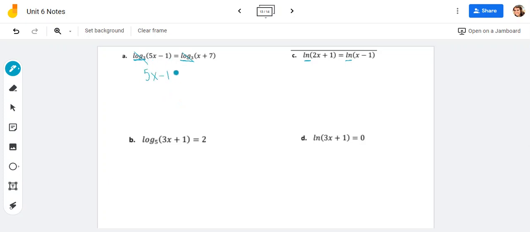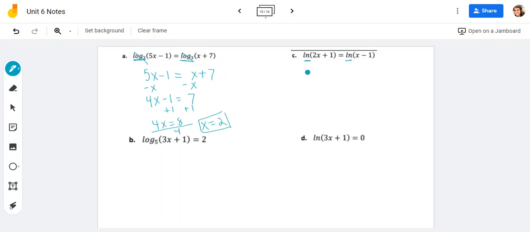So we've got 5x minus 1 equals x plus 7. What looked like a complicated equation has become much simpler because those log functions cancel. Now we just follow our normal steps for solving a multi-step equation. I get 4x equals 8, and dividing by 4, I find that x equals 2.